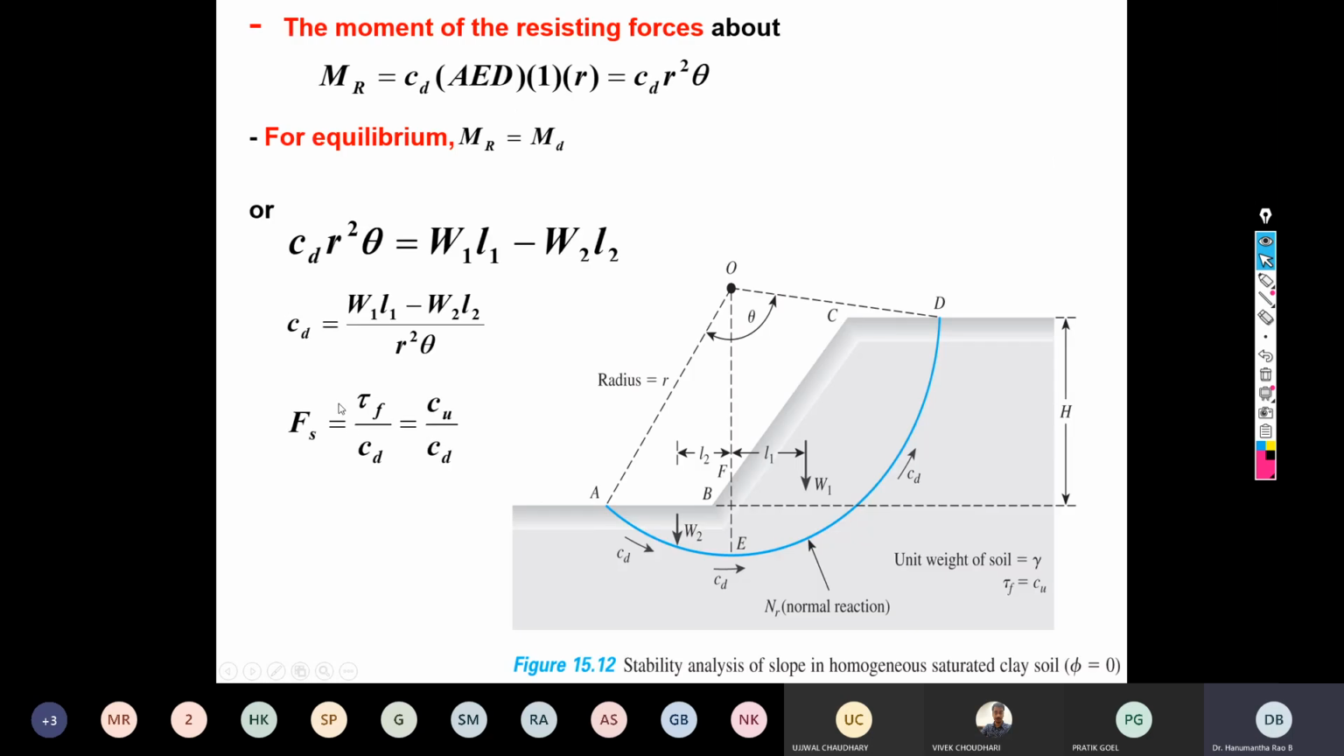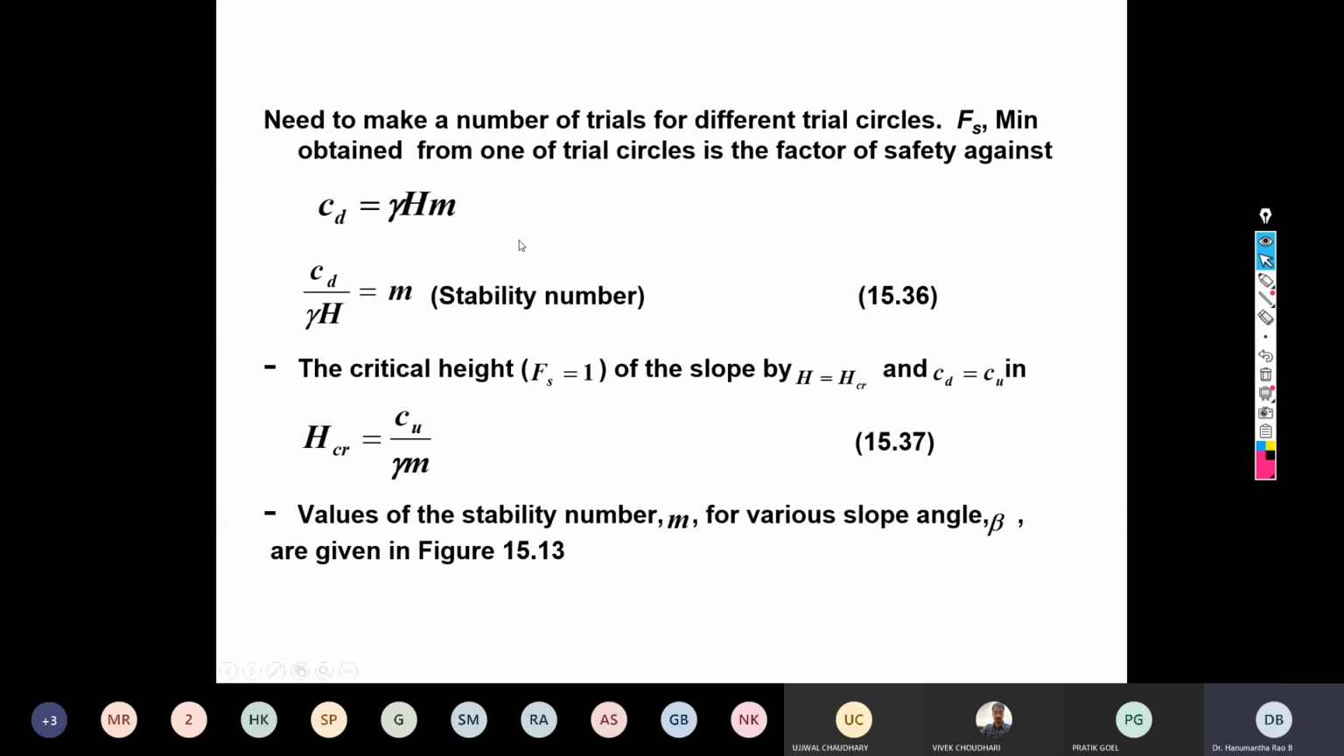So this is how one can determine the factor of safety. If you define everything in terms of factor of safety, then it is Cu multiplied by R square theta divided by W1 L1 minus W2 L2. This is based on the moment equilibrium. We need to make several trials for different circles, because from a single circle you will get only one factor of safety value. The minimum Fs obtained from all trial circles is the factor of safety against failure.